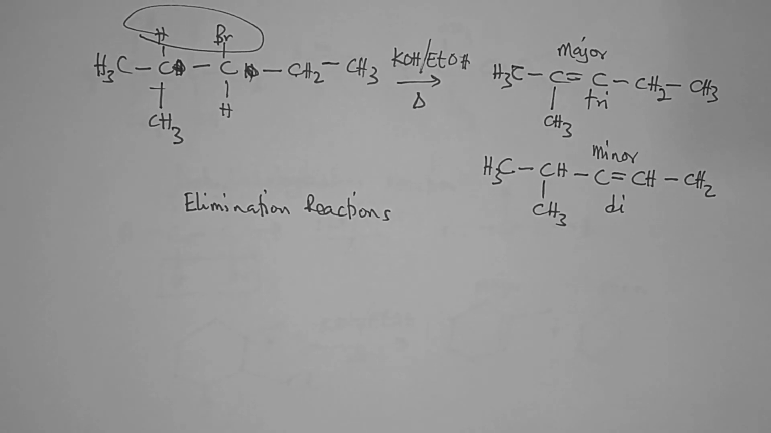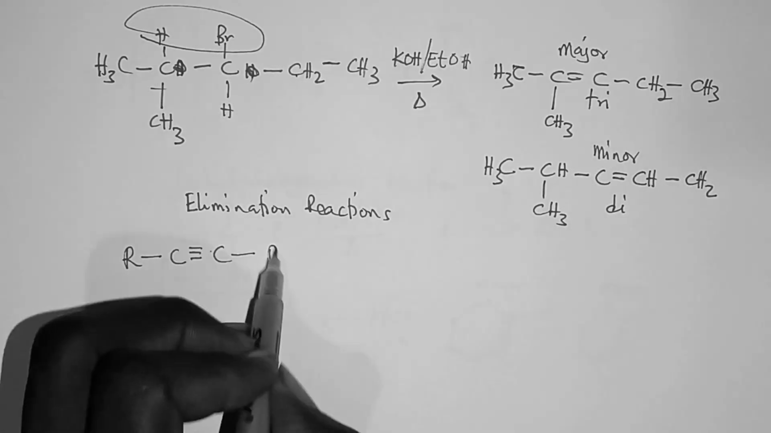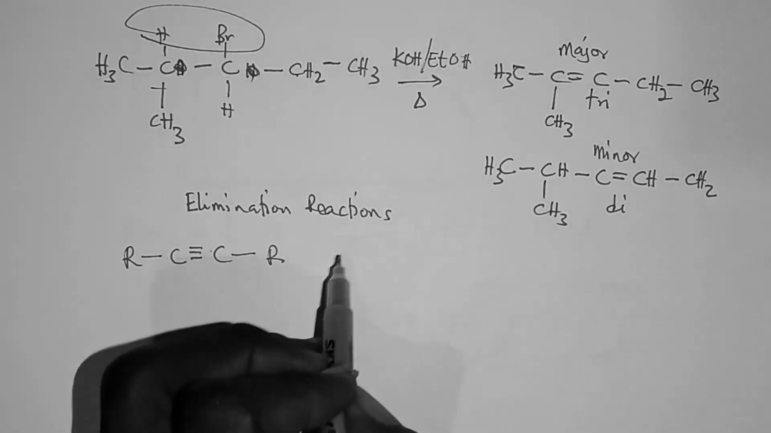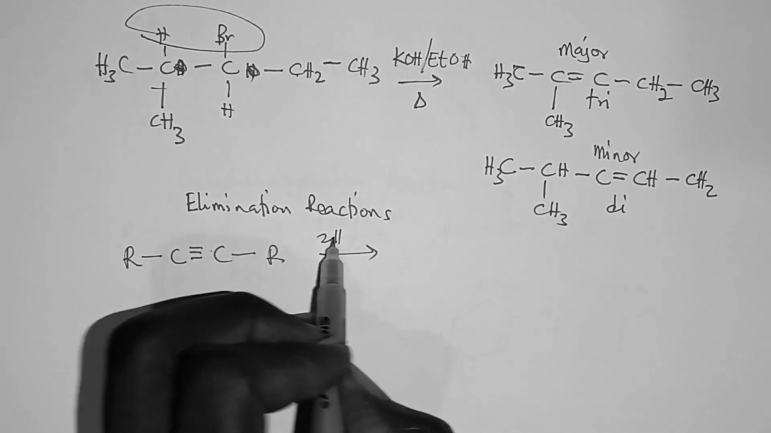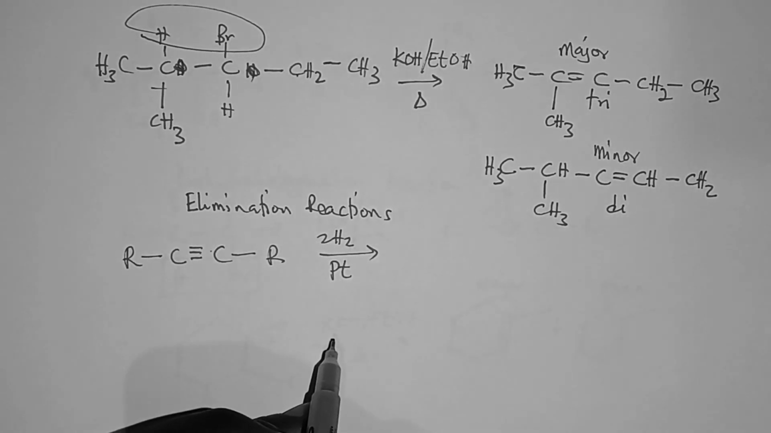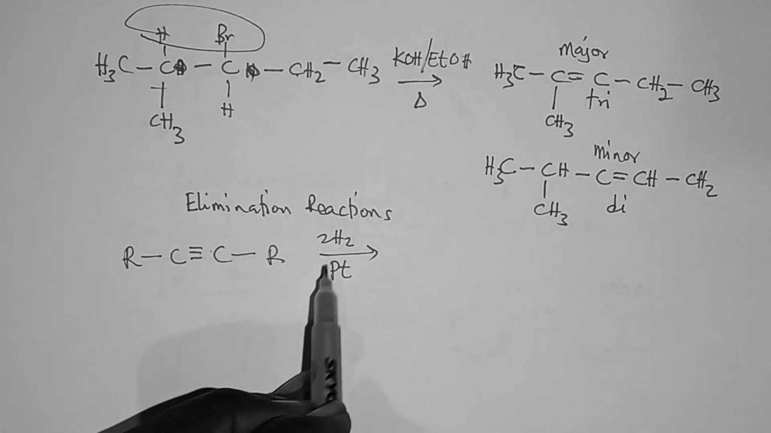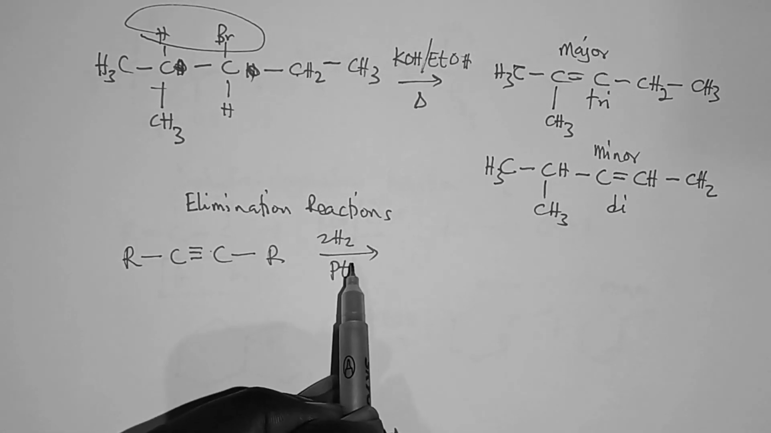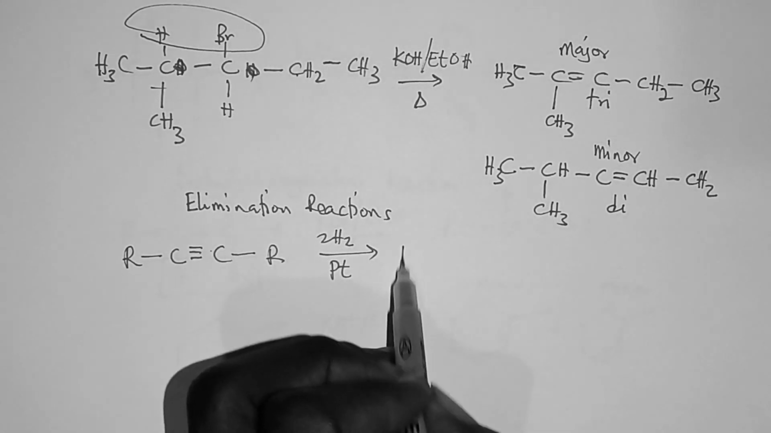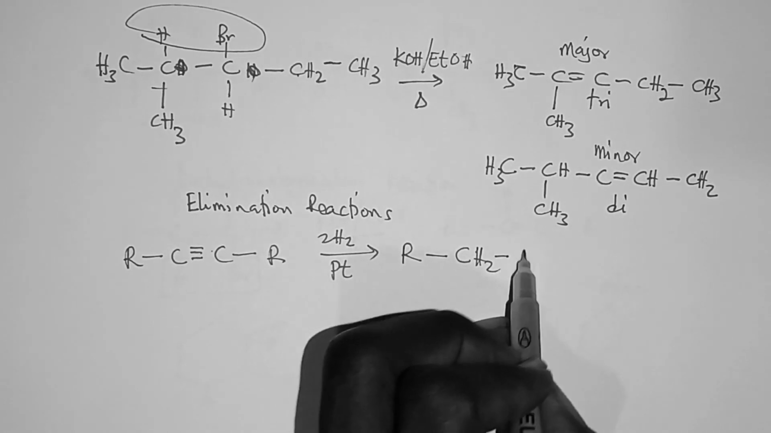Let's talk about the elimination reactions of alkynes. So you can also form alkenes from alkynes. If you have an alkyne and you put in hydrogen gas and platinum, you can form a corresponding alkene. However, this reaction will not give you an alkene, but rather an alkane. So this reaction will give you this molecule over here.